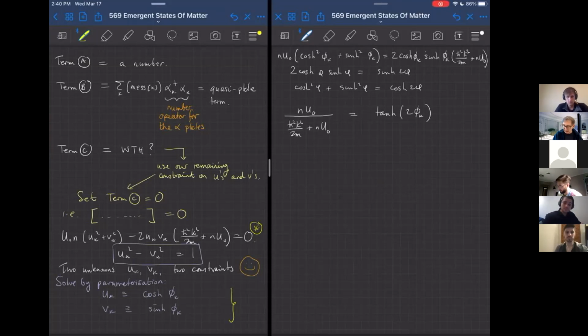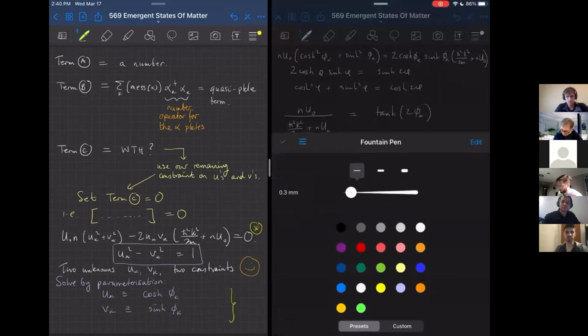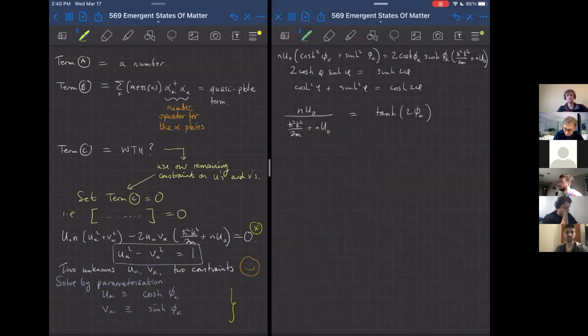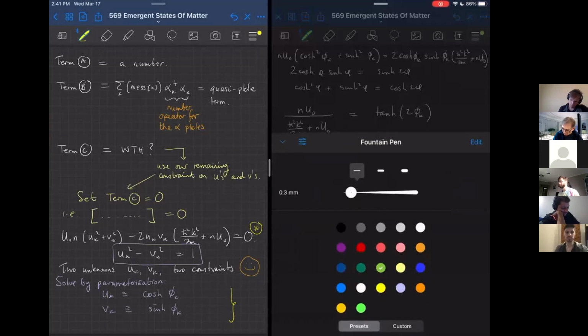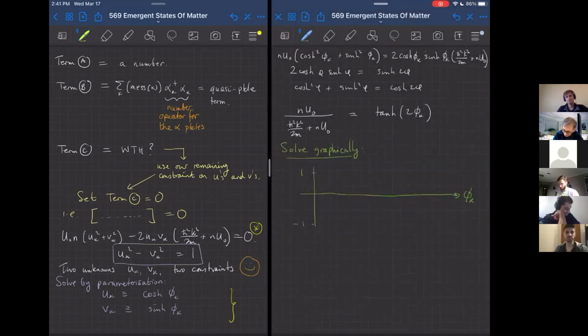So let's have a look at what the solutions look like. The way I'm going to solve this equation is by solving it graphically, so we get some feeling for what the solutions look like. Let's draw on the vertical axis the value of the left-hand side. On the horizontal axis, I'm going to draw phi k, and tanh phi k goes between 1 and minus 1 like this. So let's simply draw what that looks like.